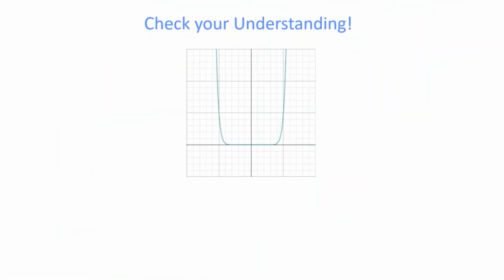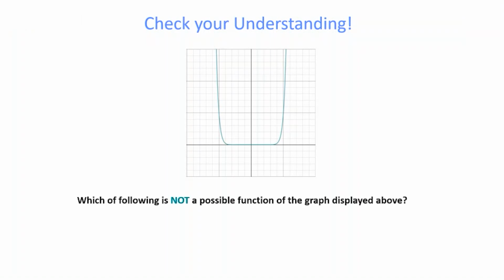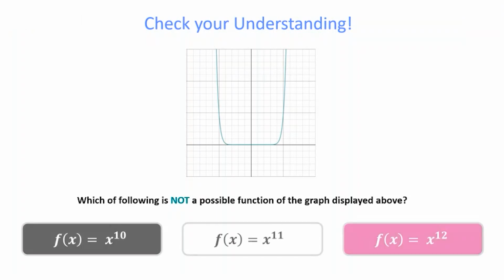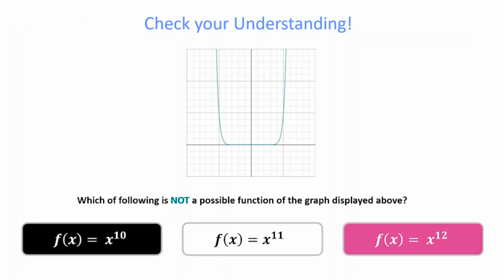Check your understanding. Which of the following is not a possible function of the graph displayed above? f(x) equals x to the power 10, f(x) equals x to the power 11, or f(x) equals x to the power 12. Pause the video and play when you're ready to answer.